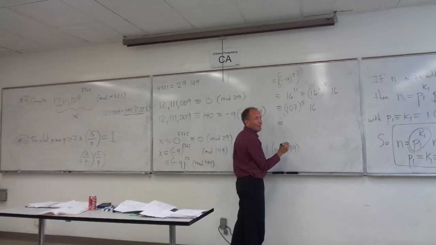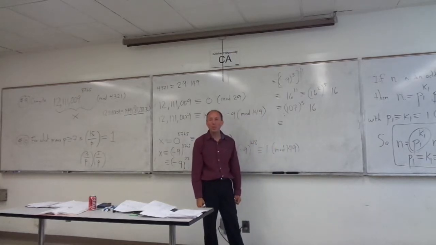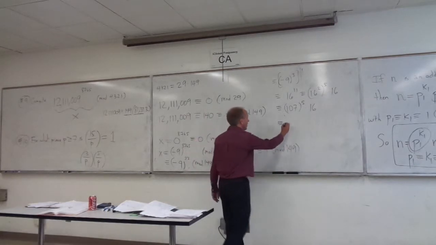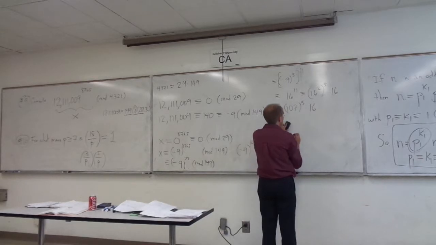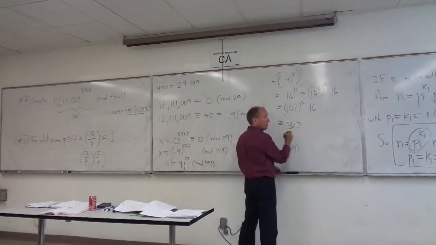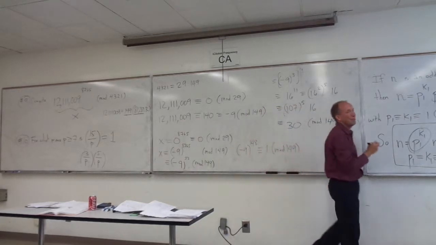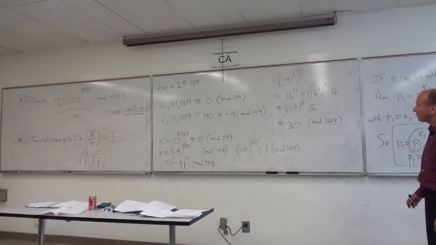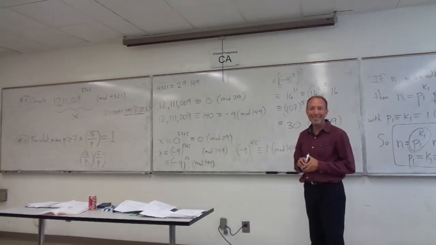What are we doing? 107 to the 5th power. Boy, I feel so much confidence there. 107 to the 5th power is 14 billion. The answer's 30. For this whole thing? Mod 149. Yeah, for the original thing we were doing. Okay, that's what I want. I want mod 149. Okay, great. So we have 30. I'm going to take Bora's word for it.